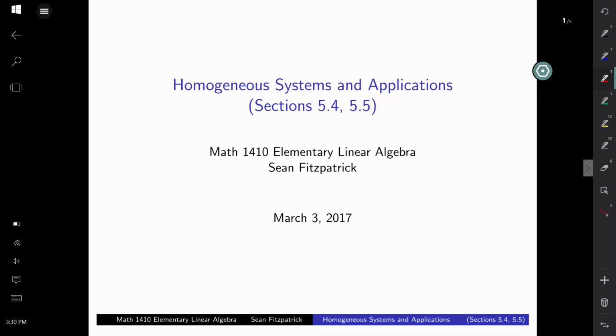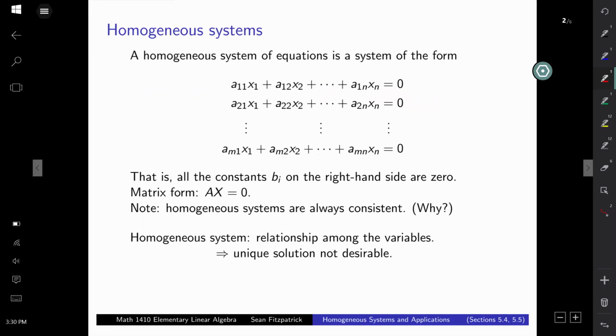infinite number of solutions. Now, a homogeneous system is one where all the constants on the right-hand side are zero, and so because the constants on the right-hand side are zero, it's impossible to run into an inconsistent system, right? One where there is no solution. Right? So why is that the case?